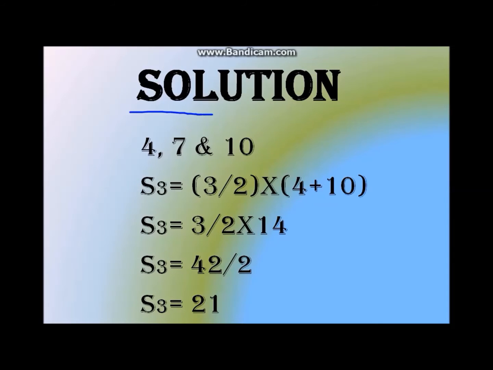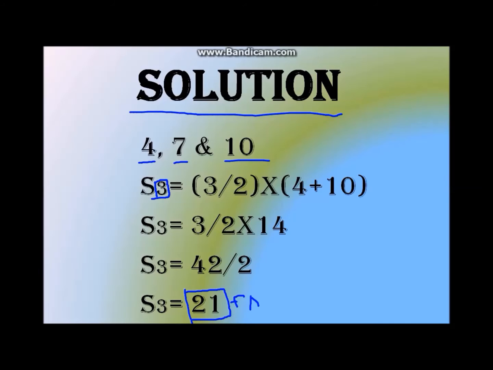Here we have the solution. The given terms in the problem are 4, 7, and 10. So we can say that the common difference is 3 and the 10 is the third term. Using the formula, we have S sub 3 is equal to 3 divided by 2 times the quantity of 4 plus 10. Simplifying that, we have S sub 3 is equal to 3 divided by 2 times 14. After that, S sub 3 is equal to 42 divided by 2, and solving for the answer, S sub 3 is equal to 21, which is our final answer.